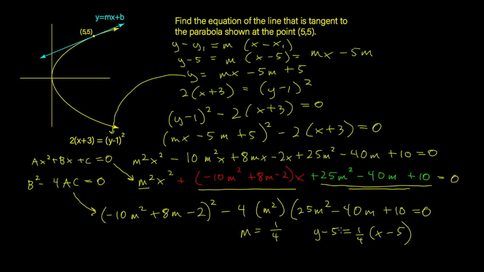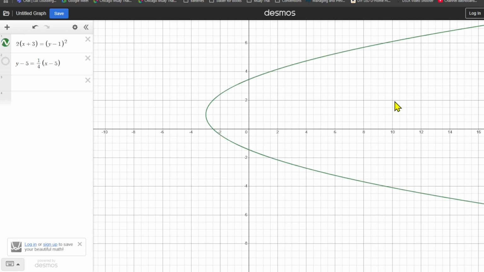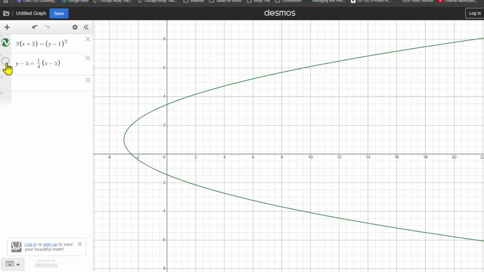From here, to check the answer, we're going to switch over to Desmos and put this line and this parabola in to check it. It's really hard to check it algebraically by hand, but the best thing you can do is put it into Desmos and make sure you did it right. And now here we are over on Desmos. So you can see I've got them typed in. 2 times (x plus 3) equals (y minus 1) squared. And the line y minus 5 equals 1/4 times (x minus 5). So there is your parabola. And here's the line. And you can see right there it is tangent.